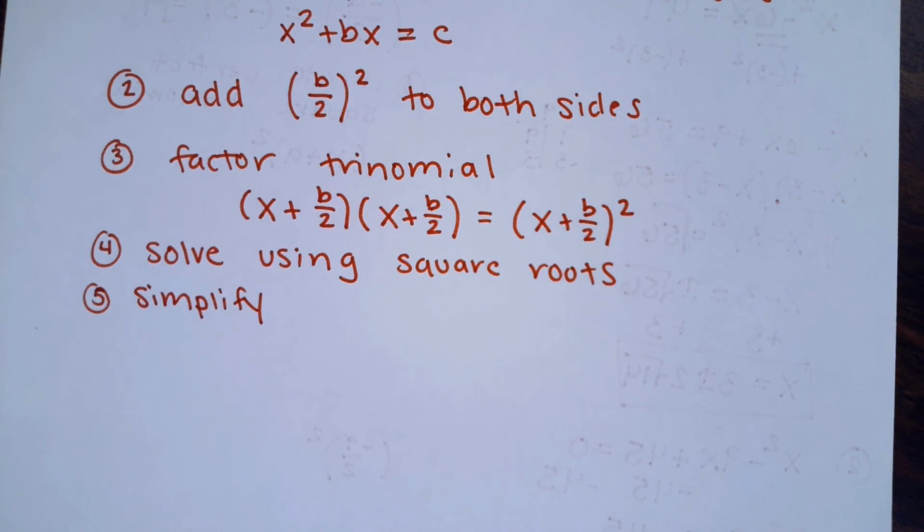Simplify your square roots. If you have square roots in the denominator, make sure you rationalize them. If you have a negative under the square root, make sure you pull out that i, all that good stuff.